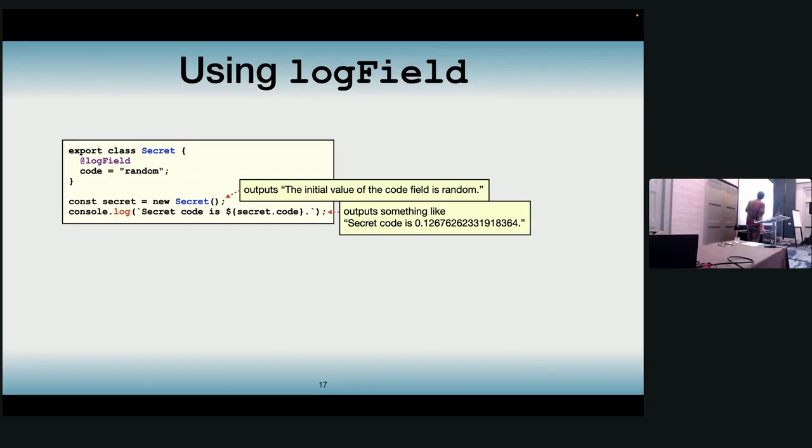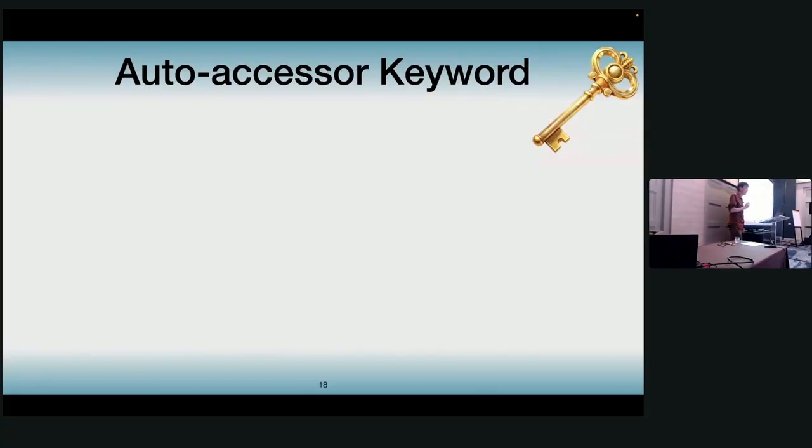My decorator did that. And then if I print it out, I'll see it really did generate a new value for me, and I'll get some random value generated. Okay, so that's one kind of decorator.